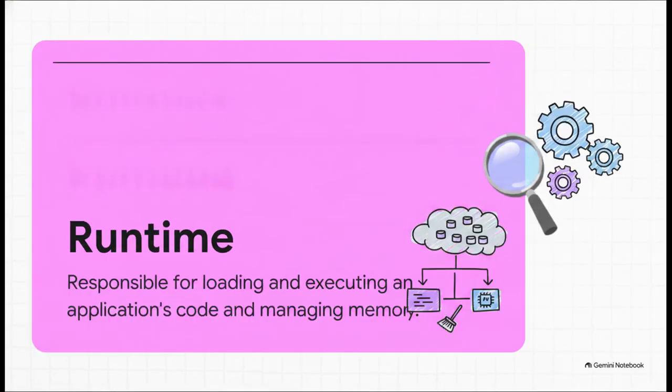Moving a bit closer to the surface, we hit the runtime. So if the kernel is the hardware manager, the runtime is the actual engine that brings your lines of code to life. It's the thing responsible for loading up that code, executing it, and, crucially, managing the memory that specific app needs, often sweeping up after it with a garbage collector.